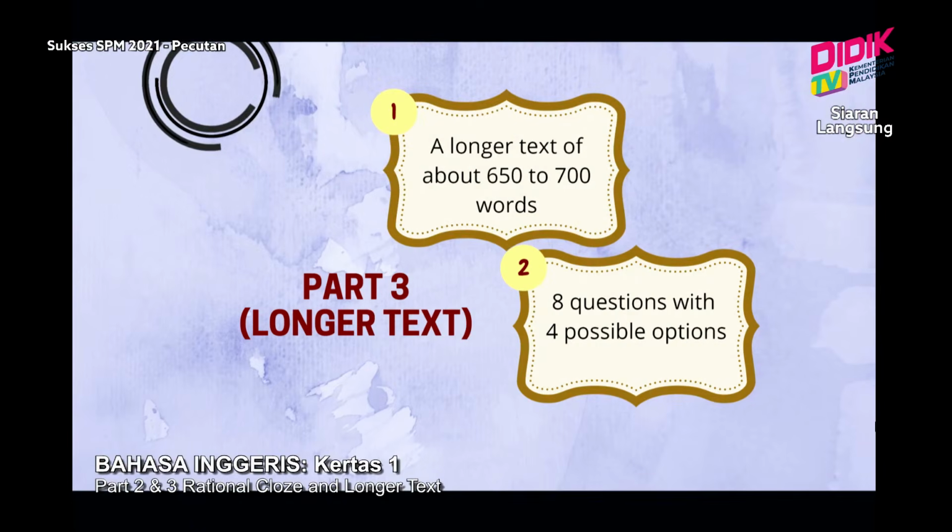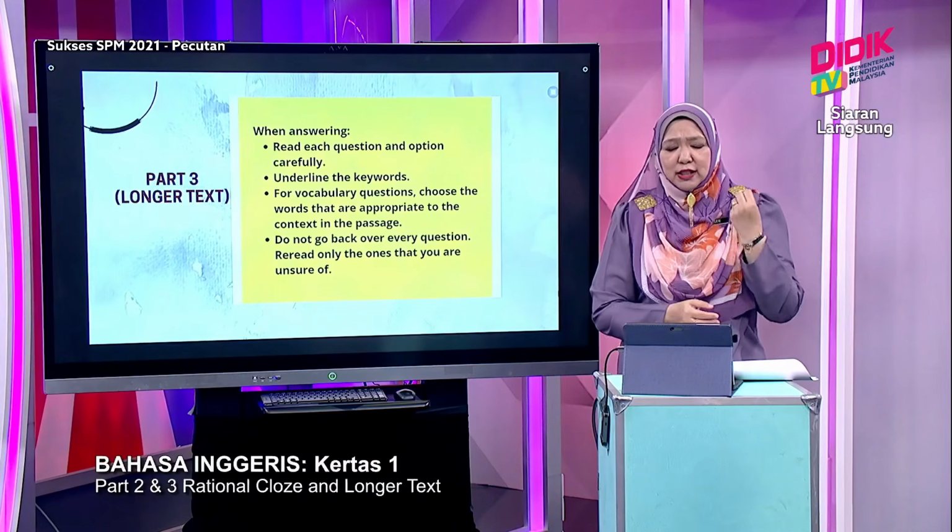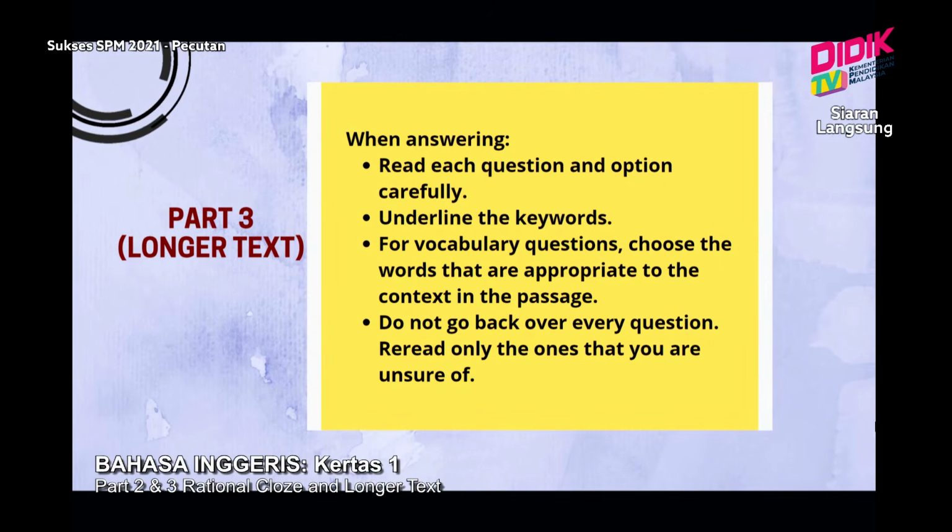Okay, a longer text of about 650 to 700 words is given, with questions and 4 possible options. Another MCQ, 4 options. When answering the longer text, first and foremost, once again, read the question, read the text. While reading the question and the options given, underline the keywords, so that it is easy for you to answer the question.